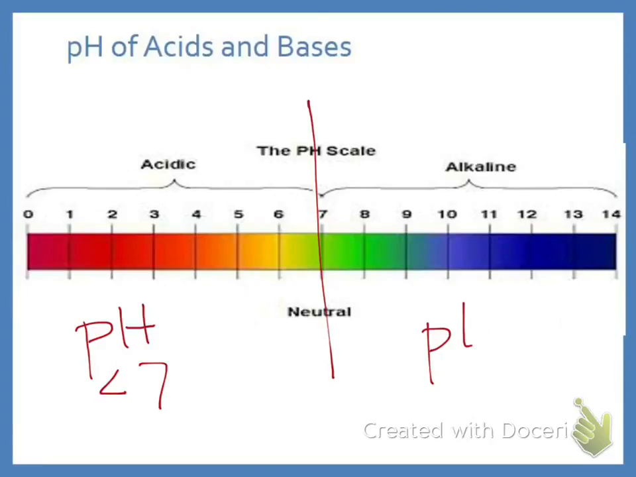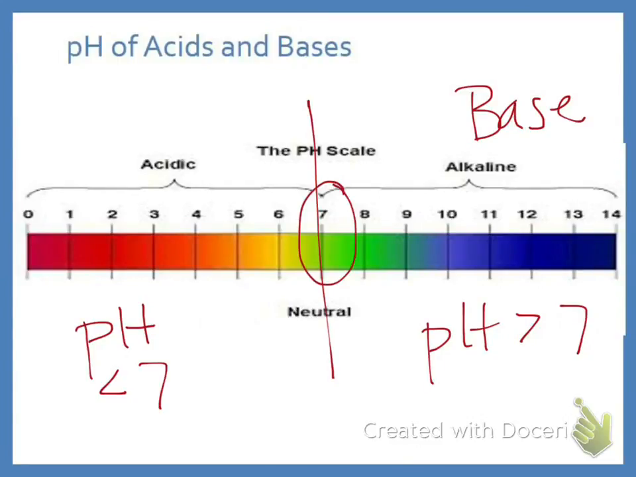If a pH is greater than 7, it's a base. It says alkaline, but we'll say a base. And then, of course, if you're exactly 7, you're neutral. We will always use pH to determine the acidity, or if it's a base. We're going to talk about something called pOH in a minute, but we never use that to determine if something's an acid or a base when we say pH.